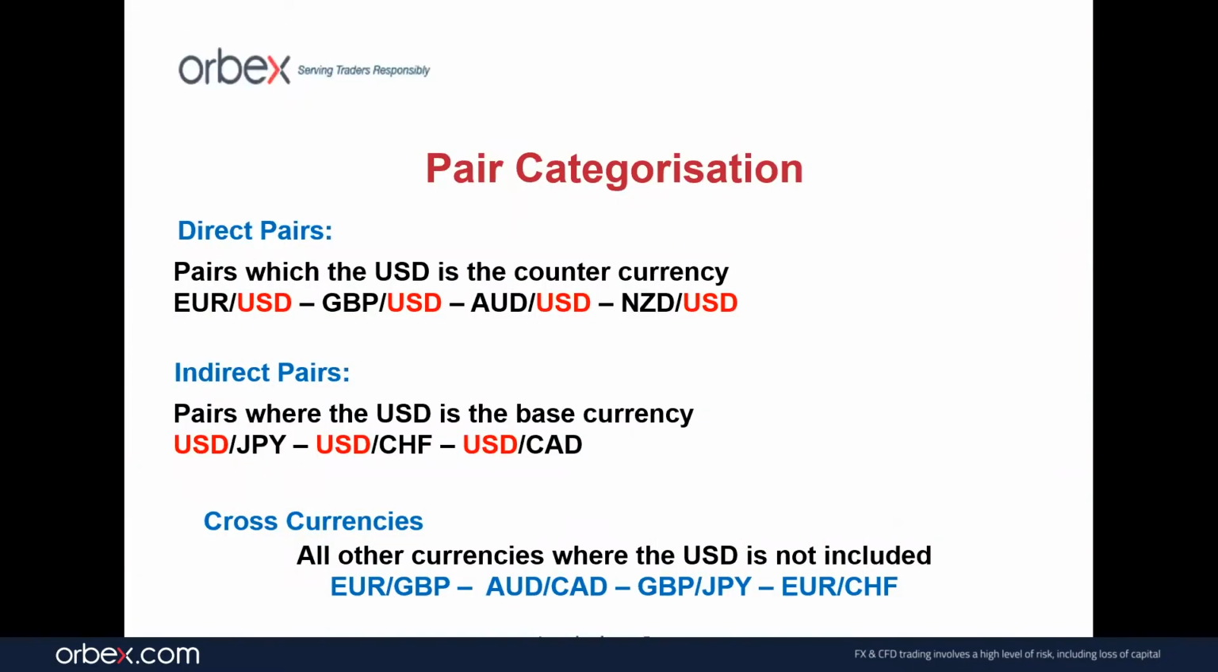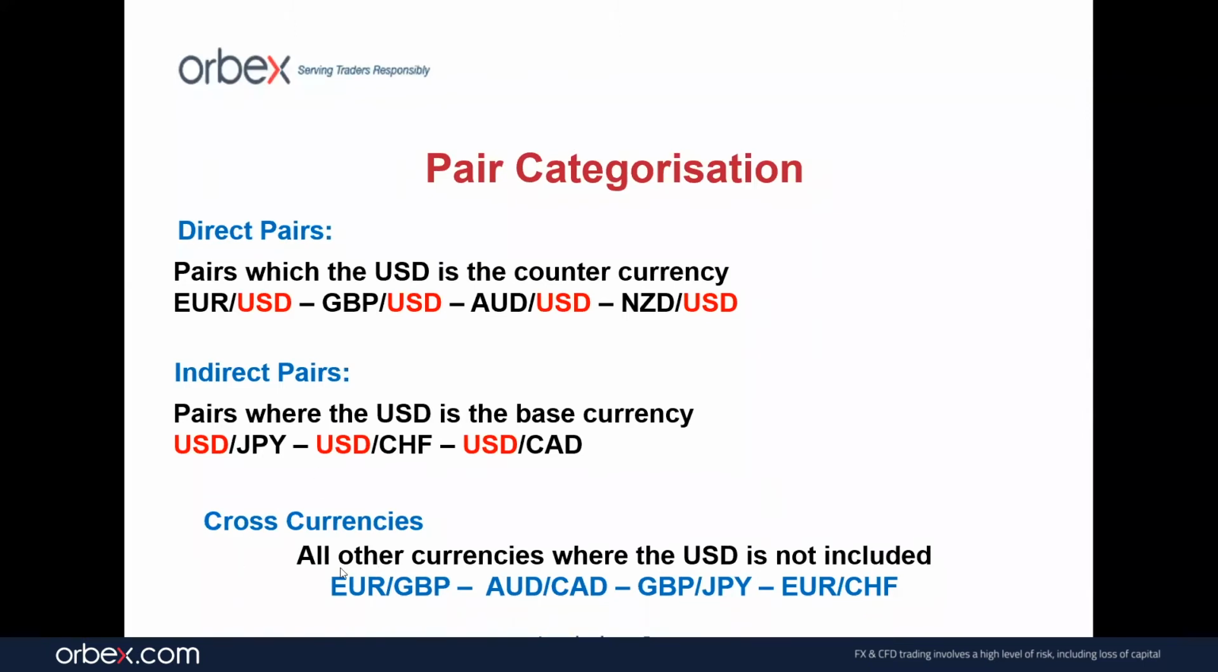So pair categorization, so direct pairs, like I just said, we're looking at dollar being the counter currency or the quote currency. So euro dollar, pound dollar, Aussie dollar, and New Zealand dollar, also known as Kiwi dollar, or the Kiwi. So we're looking at dollar, dollar, dollar, and here is where the dollar is the main driver, is the base currency. Cross currencies, on the other hand, that don't involve the dollar, there are some examples here.